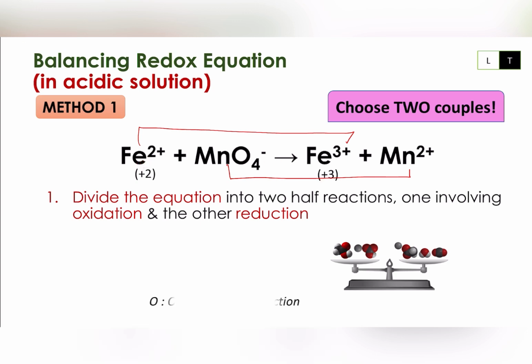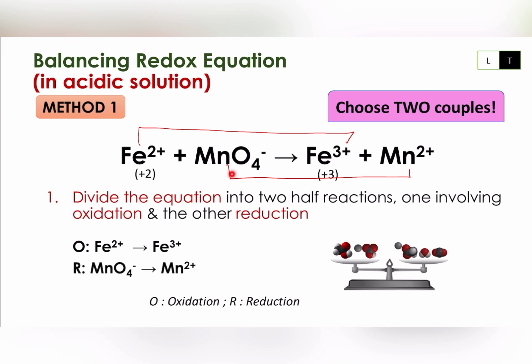So I will put O as oxidation and R as reduction based on my two half equations. So automatically the other couple, MnO4- to produce Mn2+, will be reduction. So choose one only, the easiest for you to determine the oxidation number. So this is for the first acronym R.